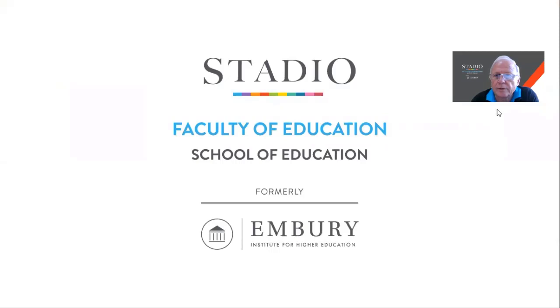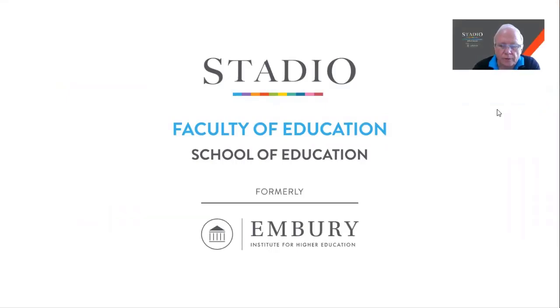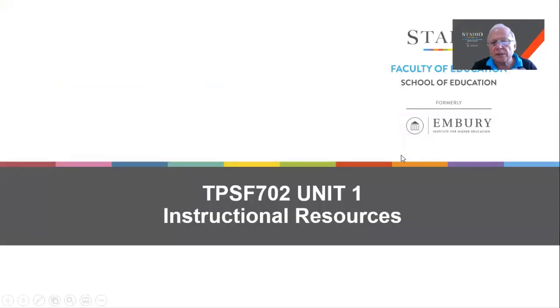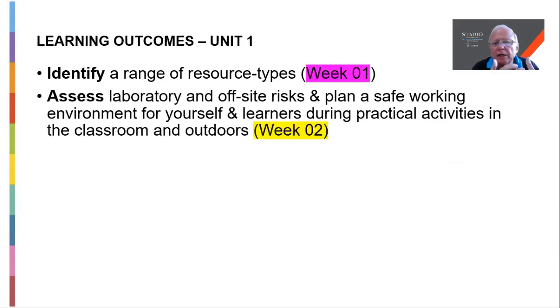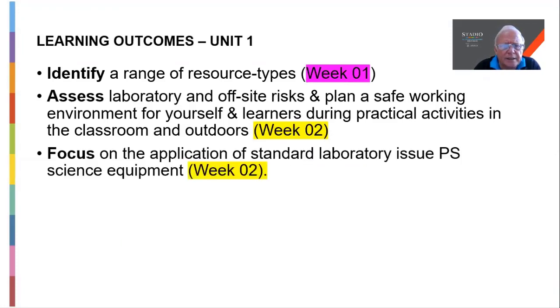All right, so put this up in the corner. Right. This is still unit 1, so it's still on instructional resources. If you think back to last week, we've got 4 weeks, and within these 4 weeks, we're going to do resource types, which we did last week. This week, we're going to look at laboratory risk, safety, health and safety ideas within the laboratory, and also when you move outside the laboratory to go to science expos or various things like that.